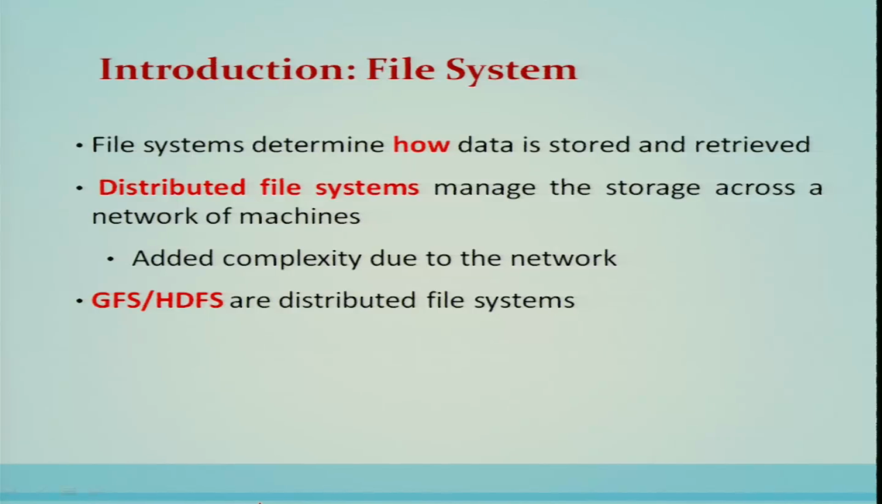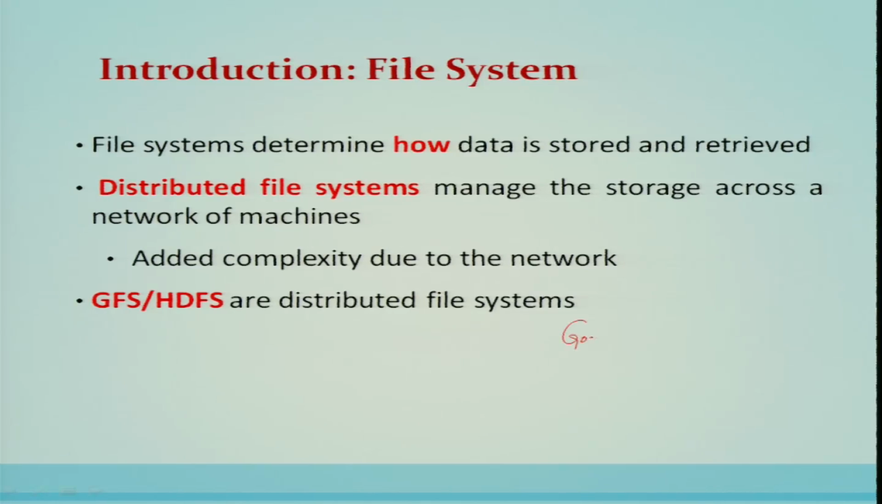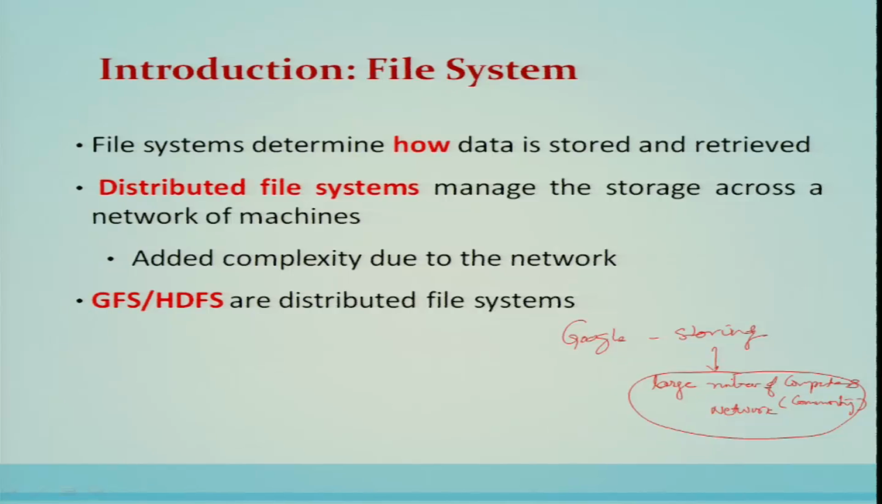Before we start the topic of this particular lecture, let me introduce you to the motivation and the background for Google File System. Google is storing its data over a large number of computers which have storage within them, exploiting the storage of a large number of computers, also called commodity hardware. This large number of computers, connected through the network, are used to store the information which Google requires for its applications.